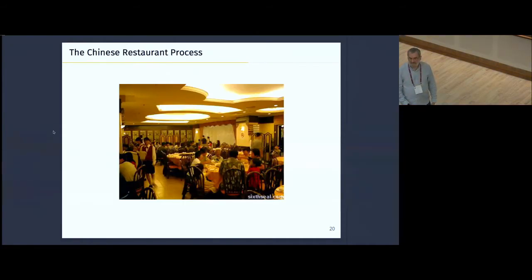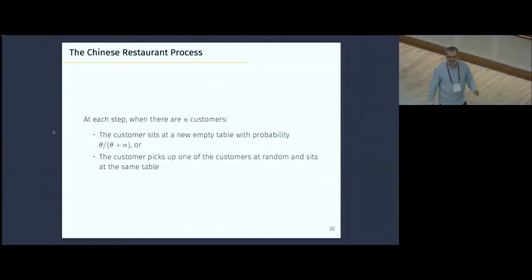How do we get it? You make a model for that. It's called the Chinese restaurant process. So this is a nice Chinese restaurant somewhere, I think in LA. What is a Chinese restaurant? Yes.